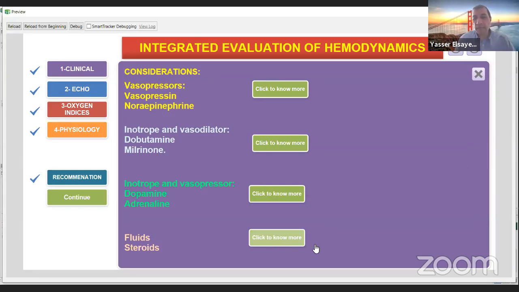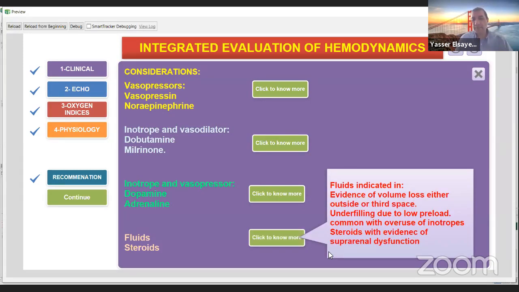You have to know how to use the fluids and steroids in the right direction, not just to give fluids blindly, because even fluids can be very harmful on the cardiovascular system.